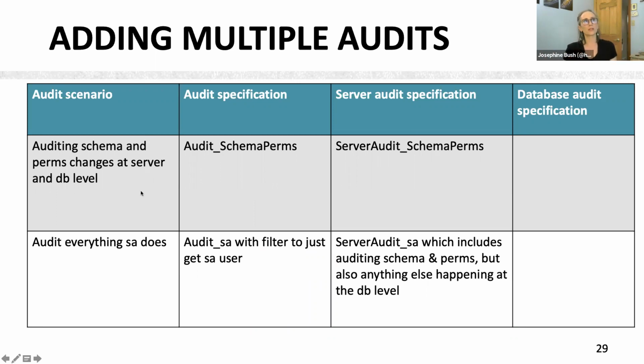So then you could have multiple server and database audits, because you can custom it. I want to see schema and perms changes, so I just say audit schema perms with the specification, and then do a server audit for all that stuff. And then I could say, oh, I want to audit SA, and I'll show you how to filter in a minute, because you can filter the specification so you don't get a bunch of junk in the background that's happening. Then I just want to see SA, and I'm going to see anything SA does pretty much with a server audit.